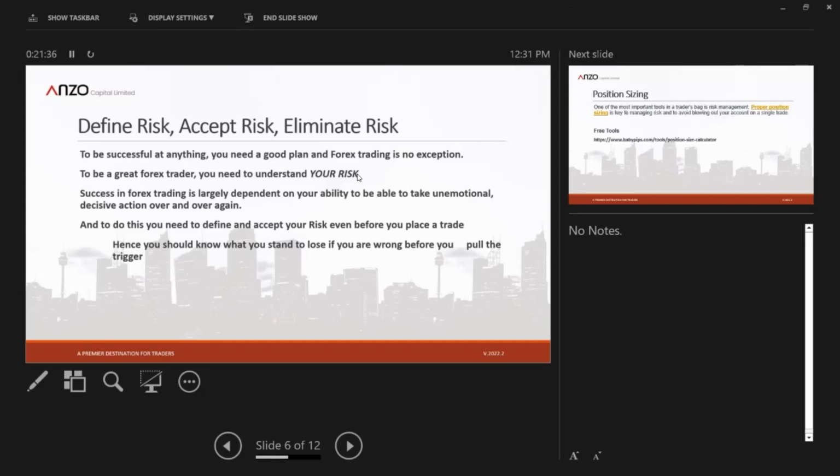Okay, so your risk is in capital letters here because it's specific to you. Now, success in forex trading is largely dependent on your ability to take unemotional, decisive action over and over again. Write that down. Success in trading is largely dependent on your ability to take unemotional, decisive actions over and over again. Now, there's a lot in that statement, but it's quite simple.